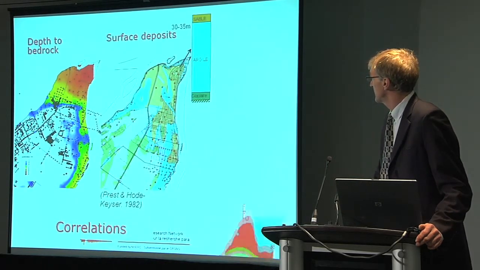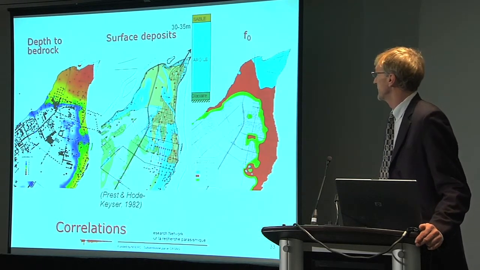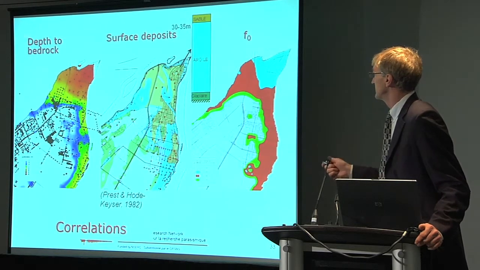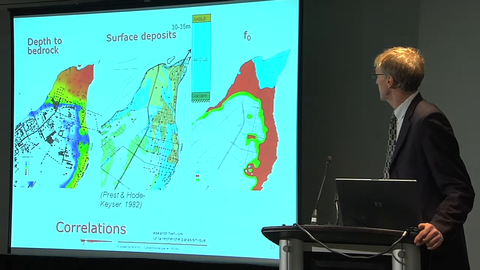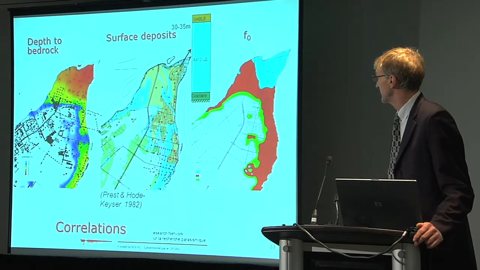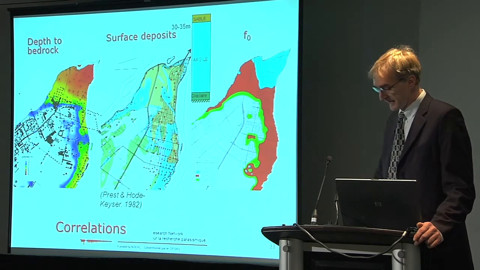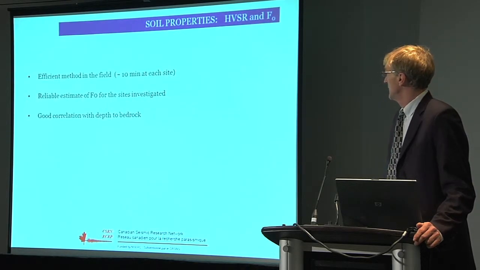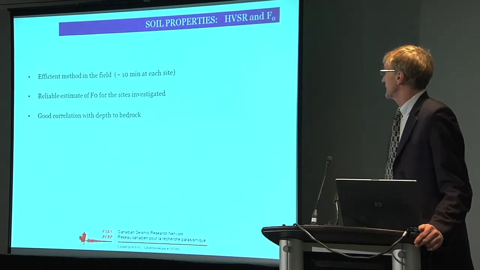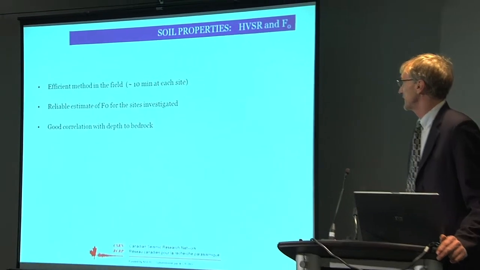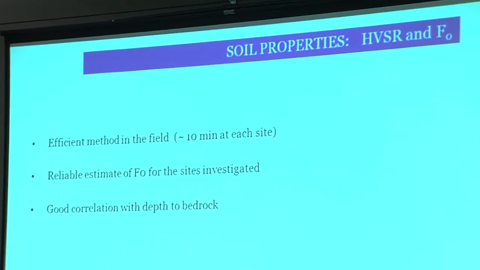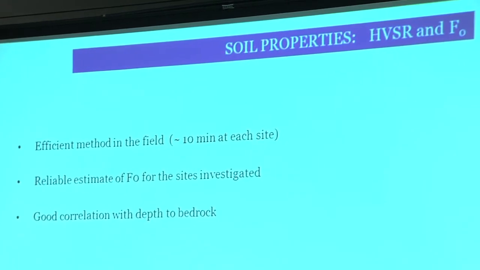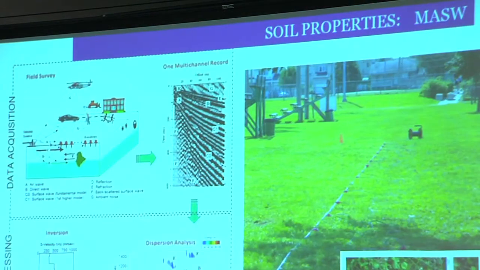If I just take the tip of the island where we have the deepest deposits, we have the depth to bedrock, we have the type of surface deposits, and when we map this with the natural frequency, we get very strong correlations. So in conclusion, this is a very efficient method. For Montreal at least, we think that we get reliable estimates of F0 because we don't have very thick deposits. And we get a good correlation with depth to bedrock.